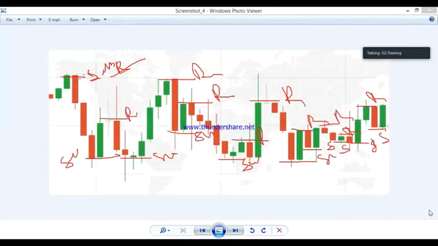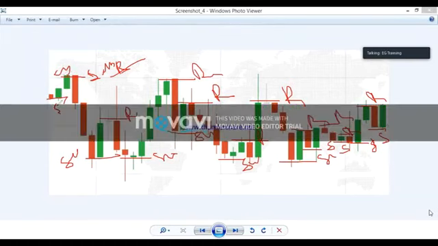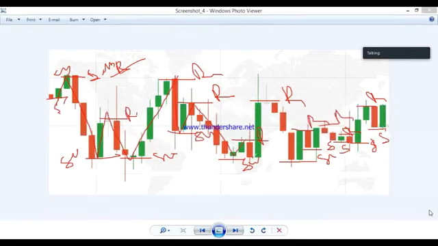The sellers entered from this level. We are seeing a seller's entry from this level. This is a support. The buyer's entry from this level. Again a seller's entry, again a buyer's entry, and so on, sellers, buyers, sellers, buyers.